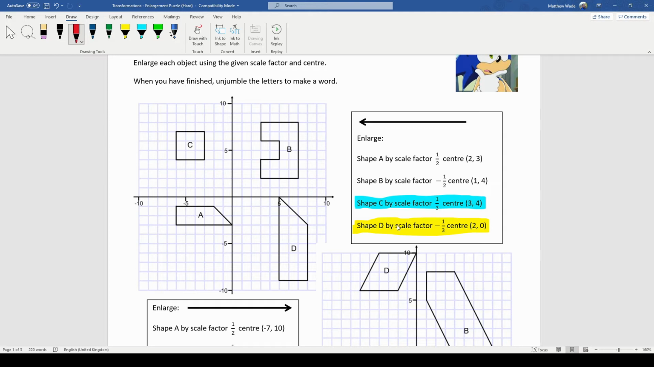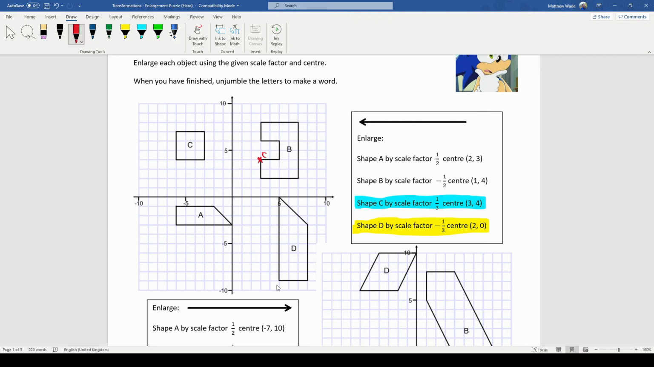Okay, first things first, it says shape C by a scale factor of 1/3, center 3, 4. Now, one more step already is that you have to actually put the center in, okay? So if the center's at 3, 4, find that on the axes. 1, 2, 3, 1, 2, 3, 4. So there is your center for shape C, okay?